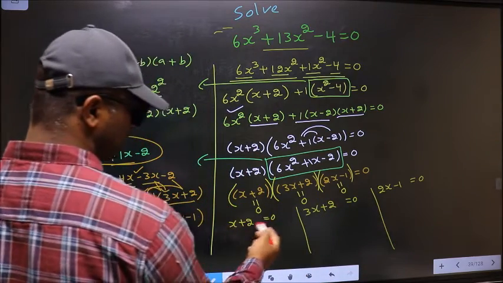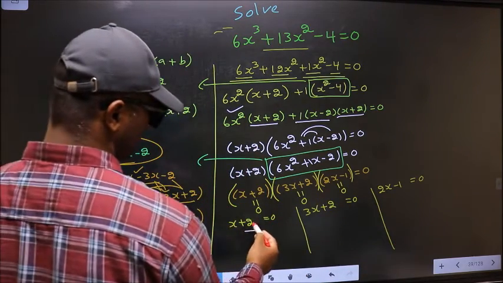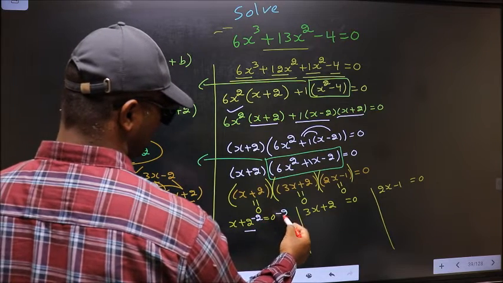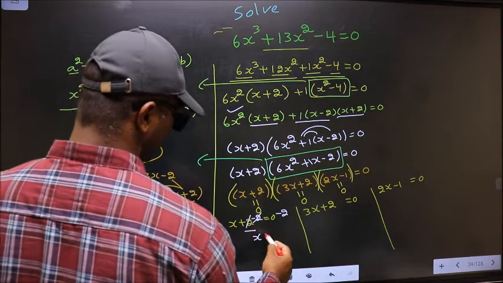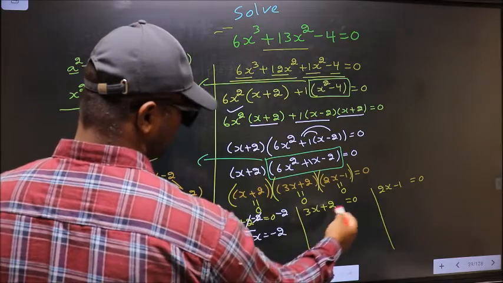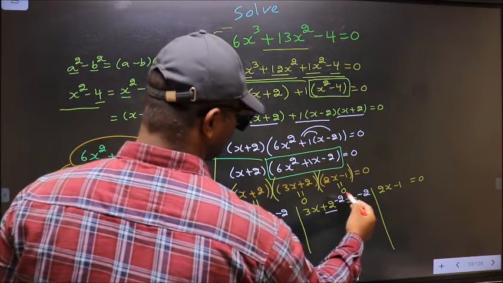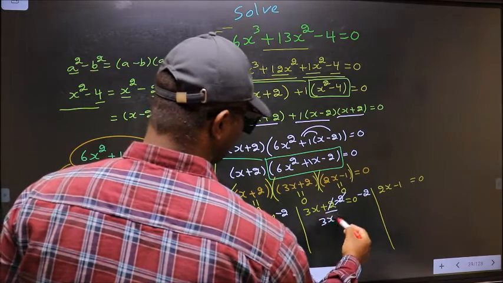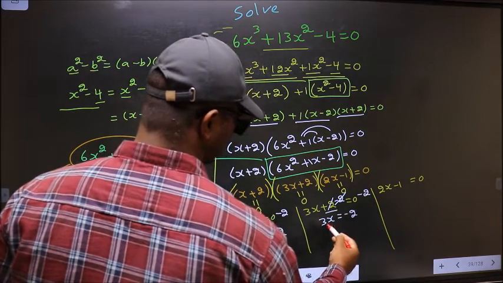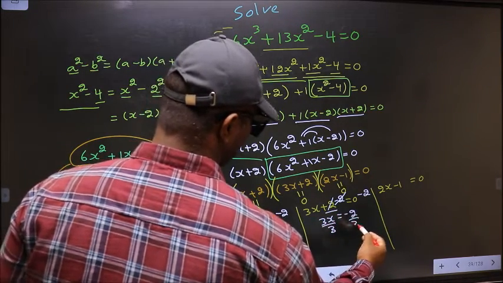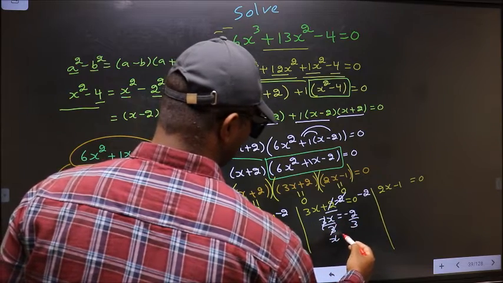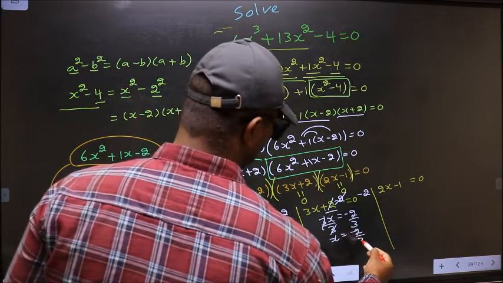Now to get x value from here, I should remove plus 2, so subtract 2. We get x equal to minus 2. Now here I should remove plus 2, so subtract 2. We get 3x equal to minus 2. Now I should remove 3, so divide by 3. You get x equal to minus 2 by 3.